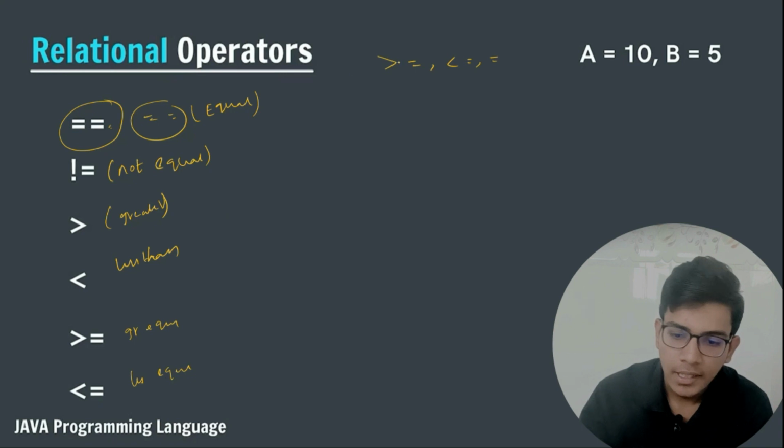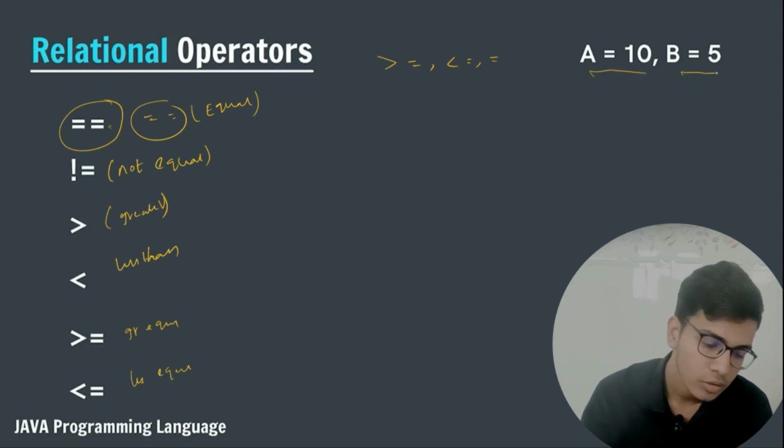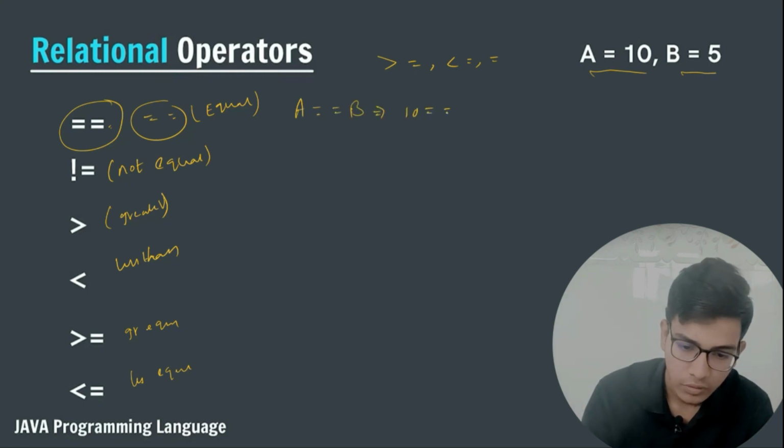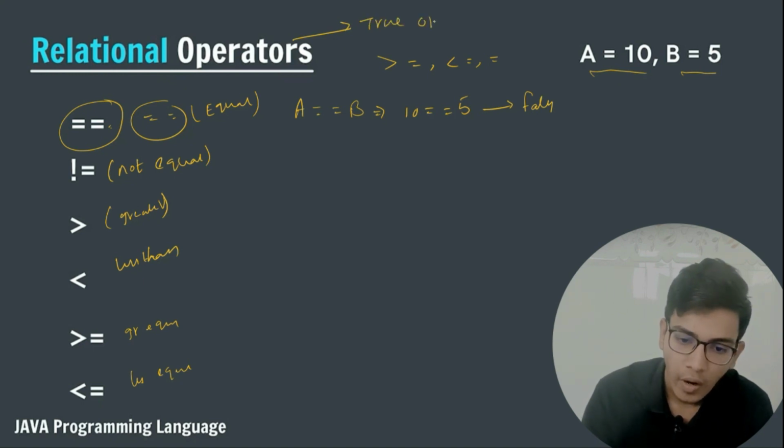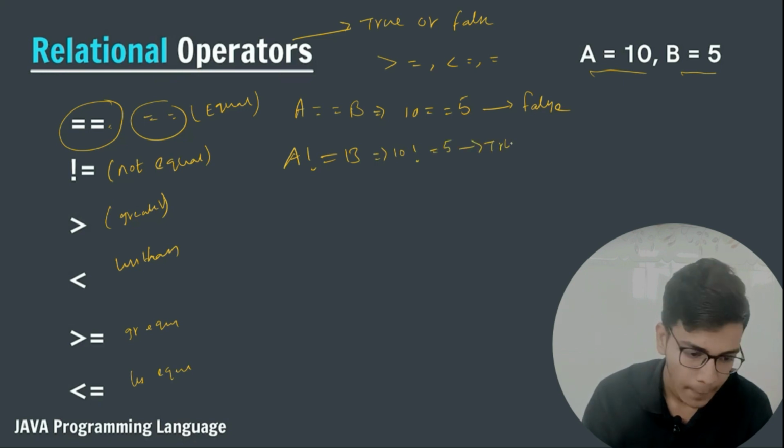Let us consider that here a is equals to 10 and b is equals to 5. So you are writing a is equals to b, that is 10 is equals to 5. So it will return false. Remember, relational operator will return either true or false. So here in this statement it will return false. Not equals to, that is a is not equals to b. We can see that 10 is clearly not equals to 5. So it will return true.